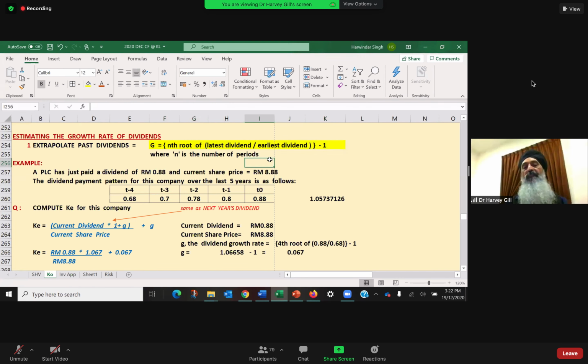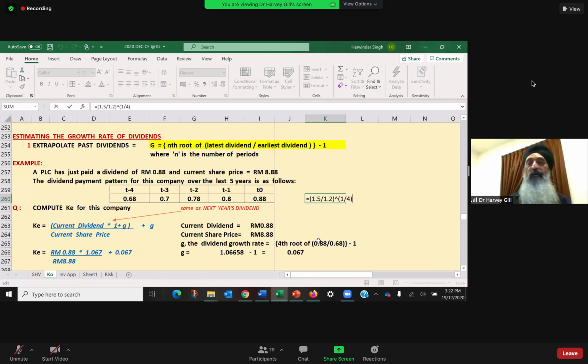Where n is the number of periods, which in this case is 4. Nth root, so fourth root of 88 divided by 68, fourth root of that minus 1. And well, okay, I have done it here. What have I done here? No, this is some other number. I don't know why I have it here. Let me just delete it off. Maybe I did it as a sample.